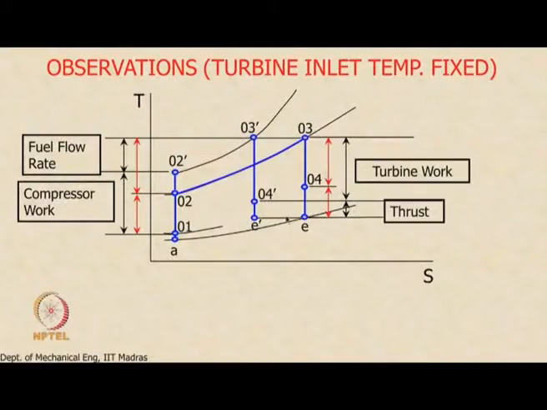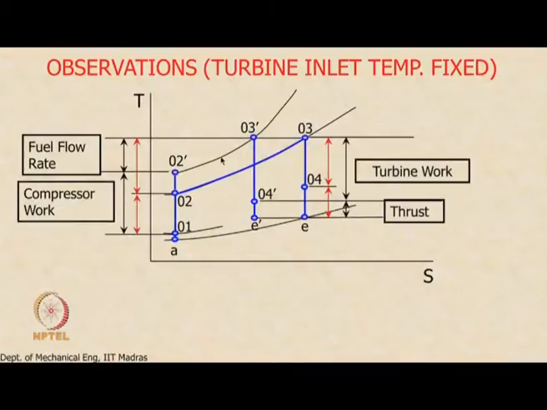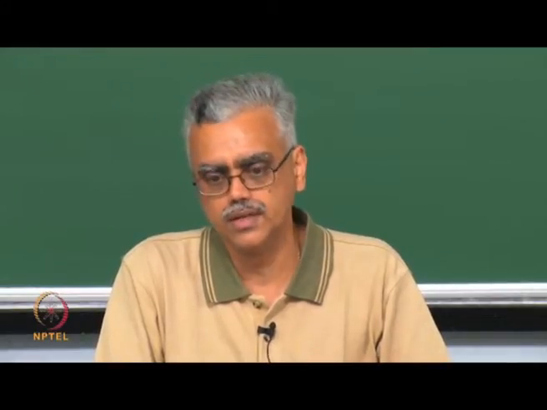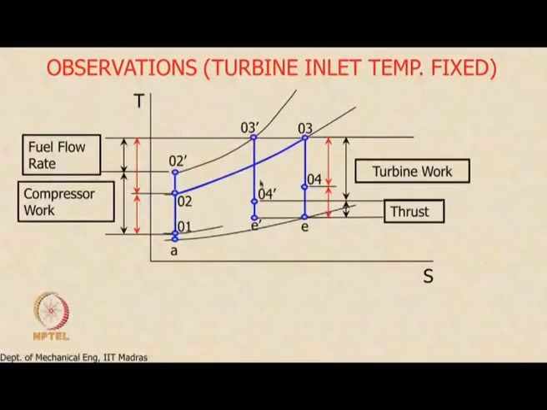Turbine work is more, which means the thrust will most probably go down, but that depends upon this pressure ratio related to this. For example, if this pressure ratio is such that 3 prime maybe is over here, then the thrust may not decrease so much, okay? But if it is too far to the left, then the thrust will likely decrease. But we can say clearly that fuel flow rate decreases and the thrust may or may not decrease. That depends upon the exact value that we are looking at.